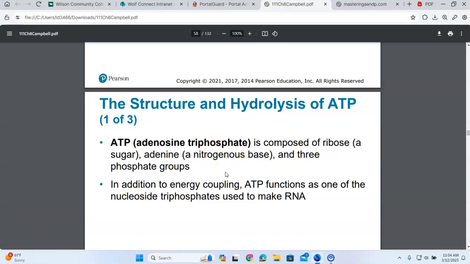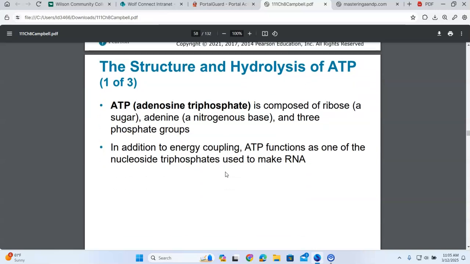Okay, this is slide number 58 of the chapter 8 slides, and we are going to discuss ATP, which is adenosine triphosphate.